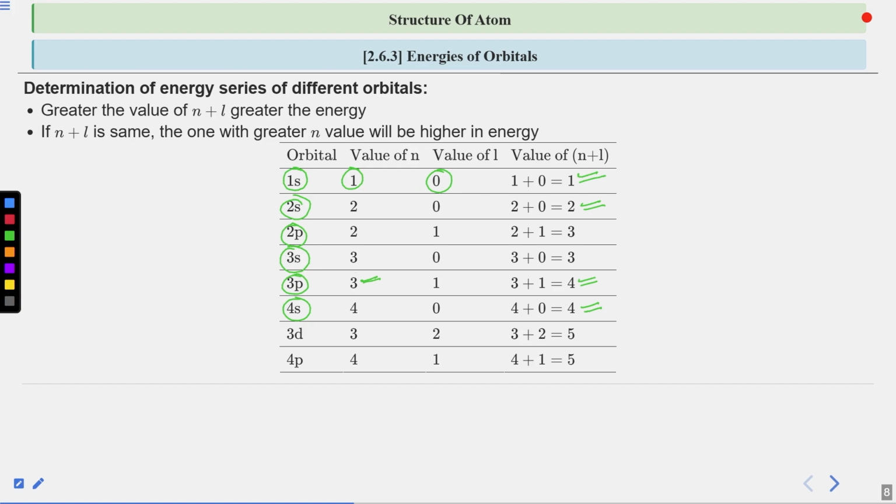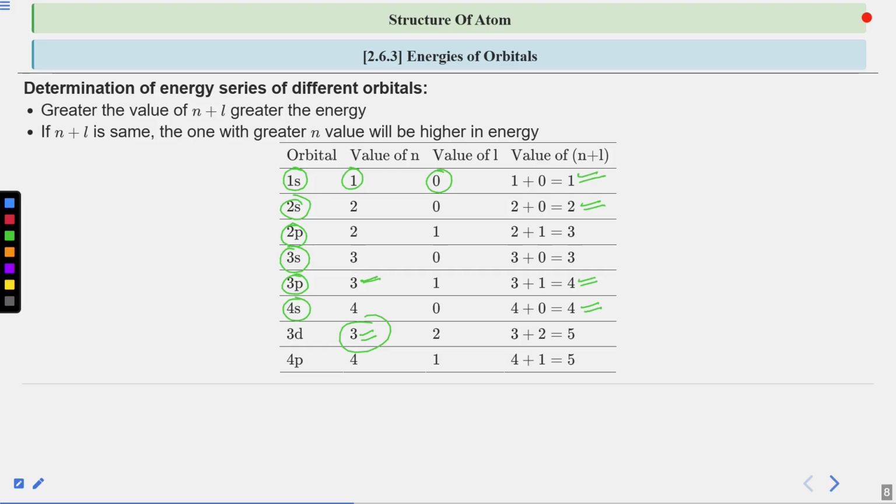Is this clear? It is very important to understand how you will decide the n plus L value, and in case the n plus L value is the same, you will look at the n value only. Does anyone have any doubt in this part? So in this way, you will decide the energy of the given orbital.